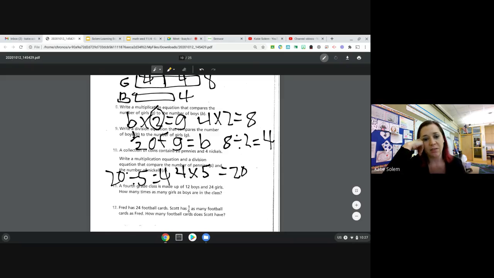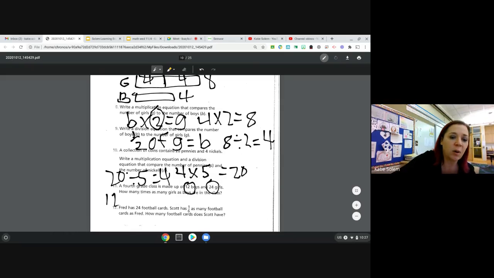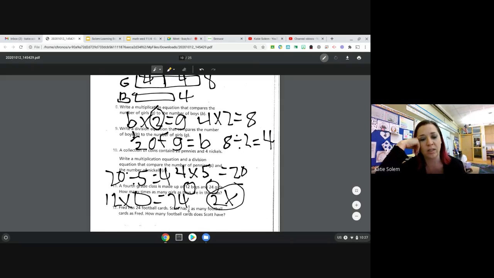Number 11 says a 4th grade class is made up of 12 boys and 24 girls. How many times as many girls as boys are in the class? Well, there's 12 boys and 24 girls. 12 times what would get us to 24? The answer would be 2. There are 2 times as many girls as boys.